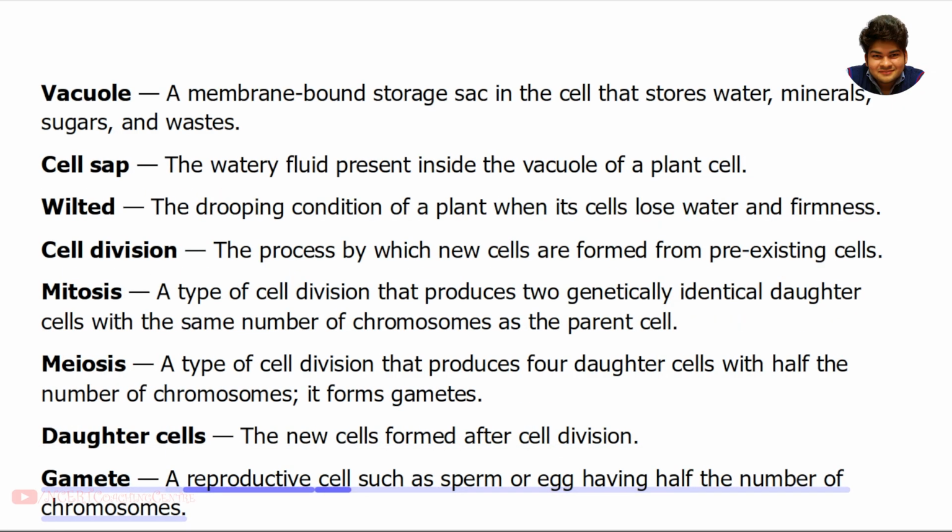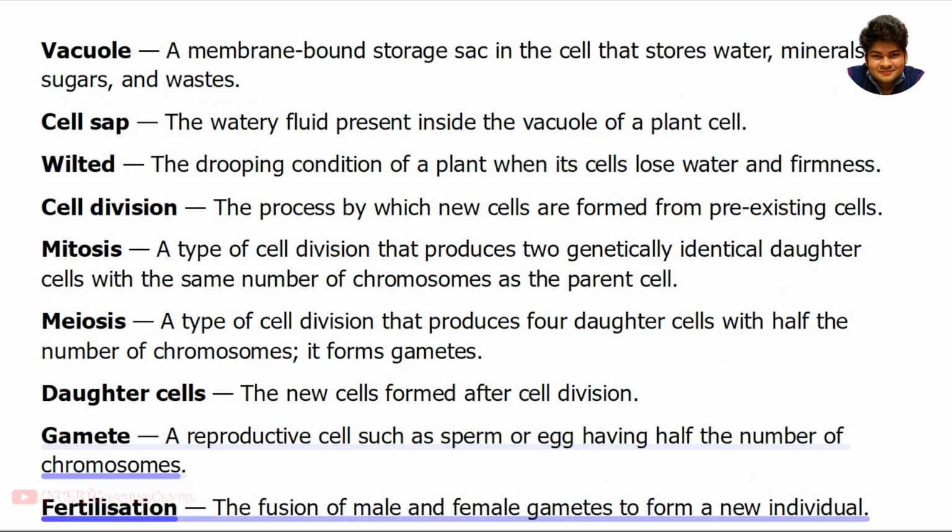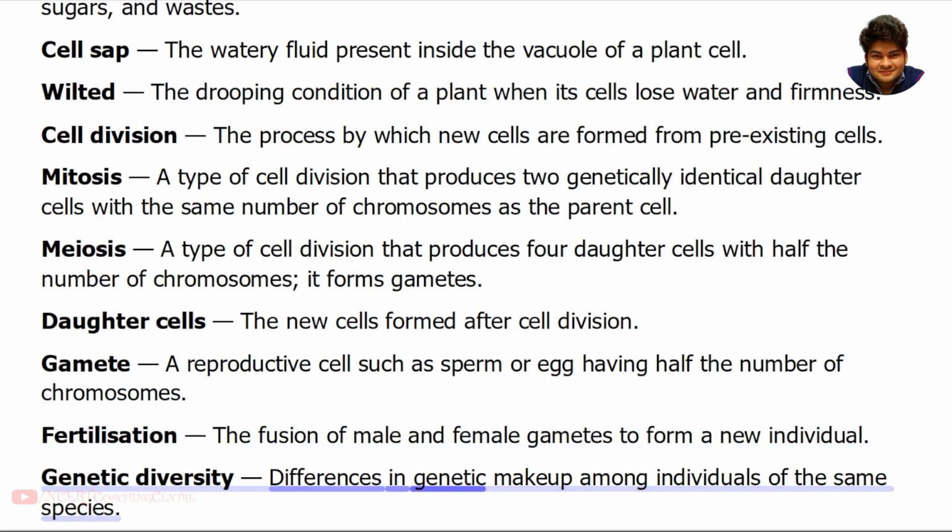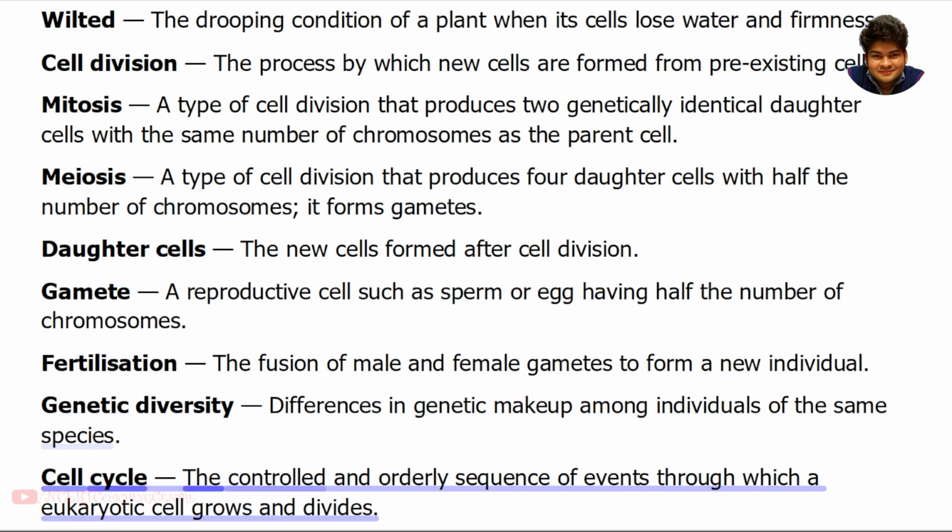Gamete, a reproductive cell such as sperm or egg having half the number of chromosomes. Fertilization, the fusion of male and female gametes to form a new individual. Genetic diversity, differences in genetic makeup among individuals of the same species. Cell cycle, the controlled and orderly sequence of events through which a eukaryotic cell grows and divides.